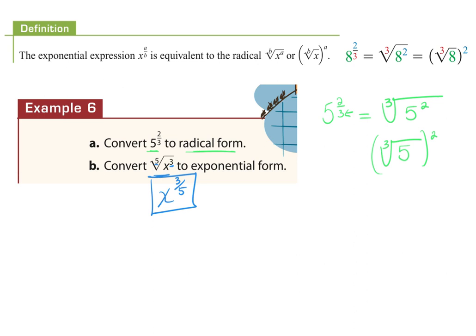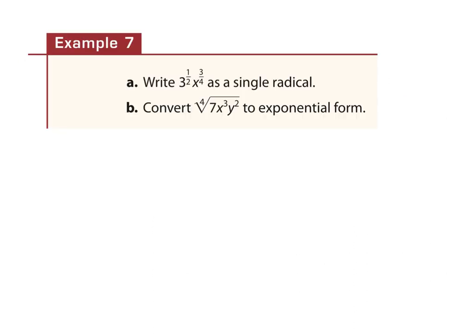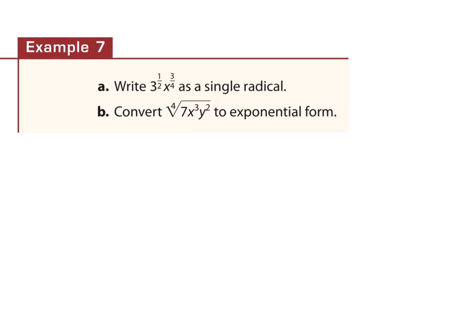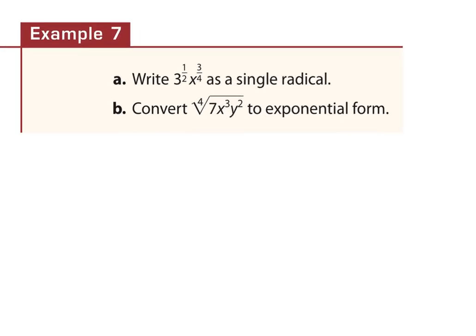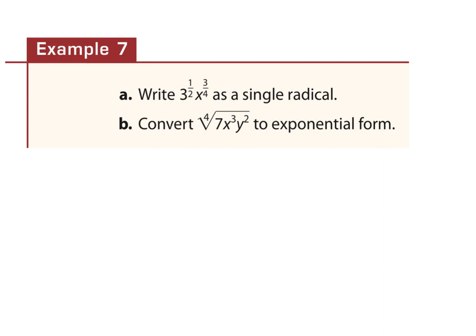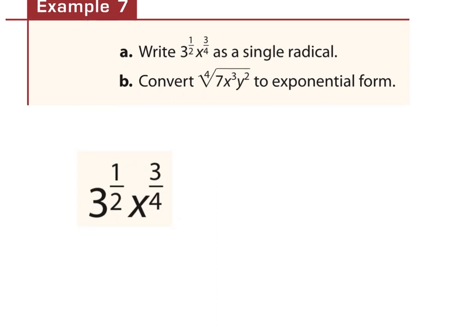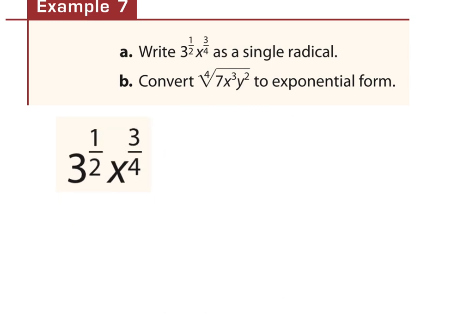Questions on rewriting? All right, it does not matter how many things are in it. So if you look at this right here, one of the things it's asking me to do is rewrite it as a single radical. The only way to write it as a single radical is to have the common denominator. So we are going to have to pull back in our memory as to how to get common denominators here. So what's the common denominator between 1/2 and 3/4? Yeah, it's 4.